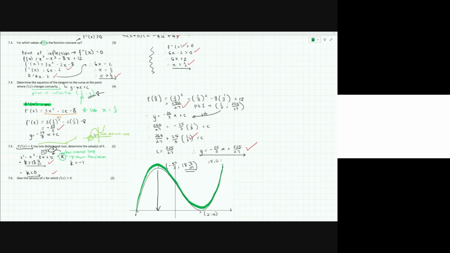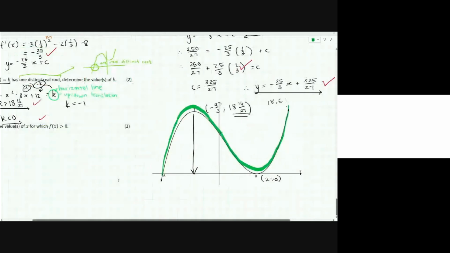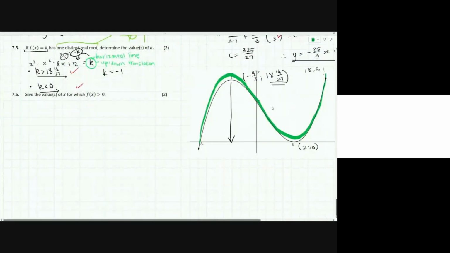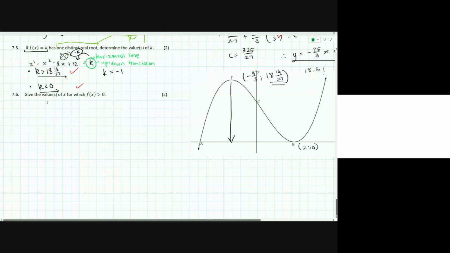All right. So 7.6, and again, I'm going to use my graph. I'm just going to take the green off. So 7.6 is asking, give the values of x for which f(x) is greater than 0. So again, we need to understand what this means. f(x) greater than 0, it's asking me essentially where is the cubic greater than 0, which is essentially saying where is my cubic positive. So the y values must all be positive. So we're looking over here. And if you go and have a look at your graph, it's almost the entire graph.